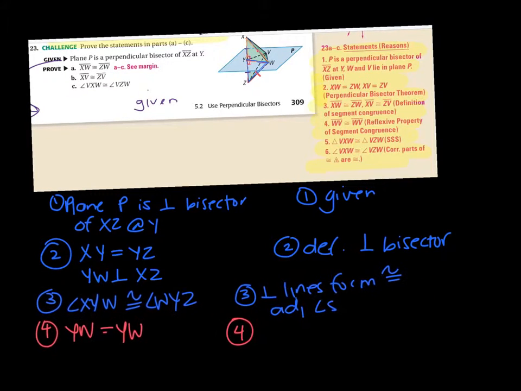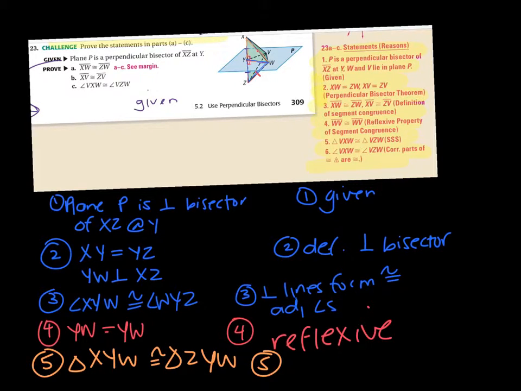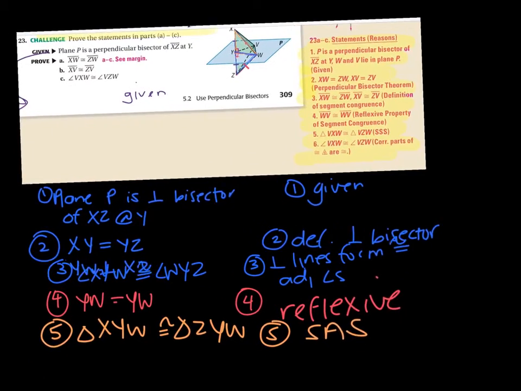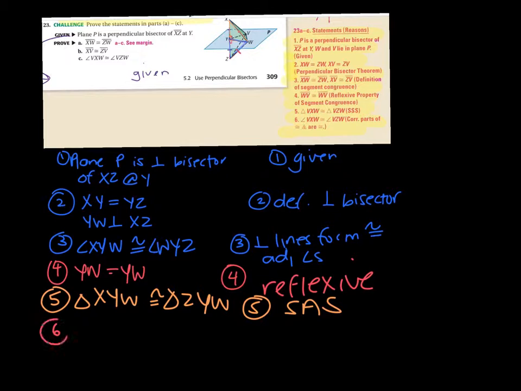Okay, so now I've got this is reflexive, and then I've got two triangles that are congruent. XYW is congruent to ZYW, and the reason is side, angle, side. Got two pairs of congruent sides and the included angle. So if that's the case, then I can do that first step, the first A, which is XW is equal to ZW.